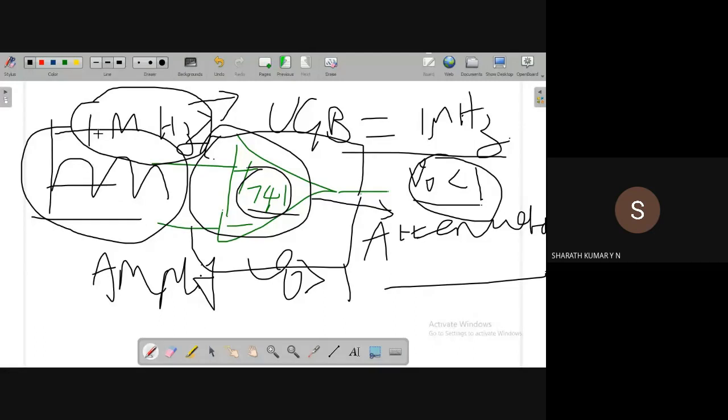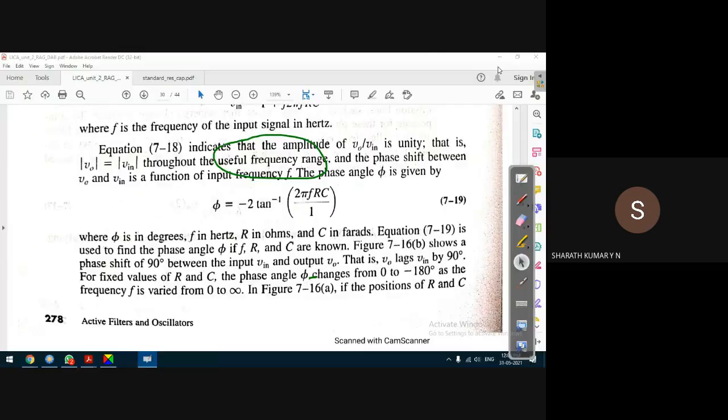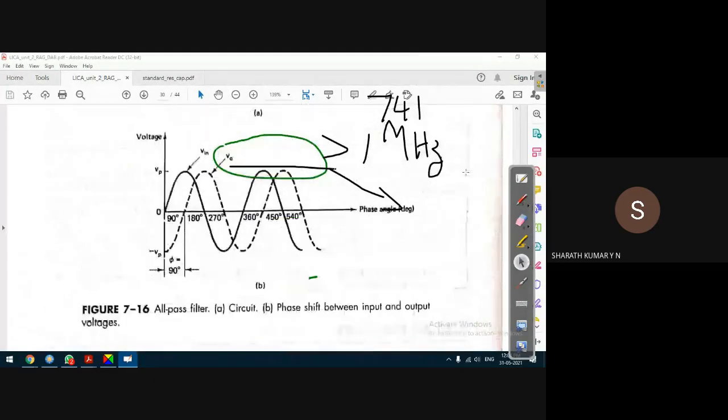Then the maximum frequency of the signal that can be allowed by the op-amp is 1 megahertz. This is the meaning of useful frequency range, because if the frequency is above 1 megahertz, for example, for a 741 op-amp, then the output starts attenuating. What we expect in an all-pass filter is that the output voltage should not attenuate. That is, amplitude should not decrease. Amplitude should be the same as the input voltage.